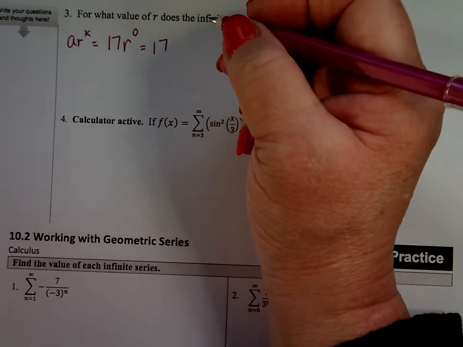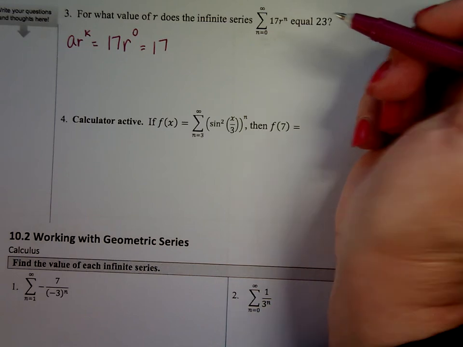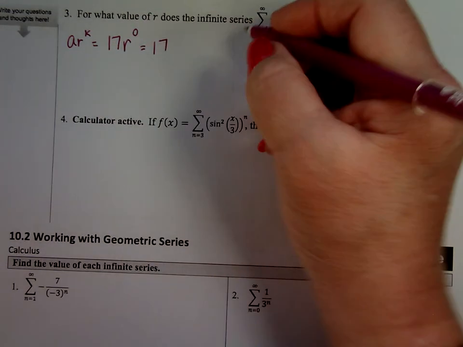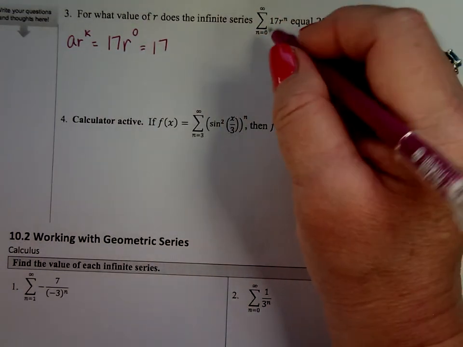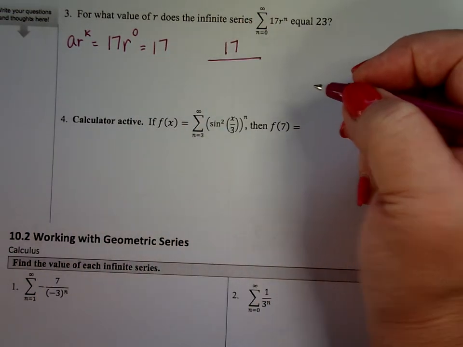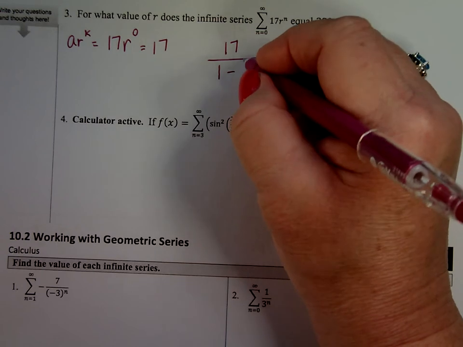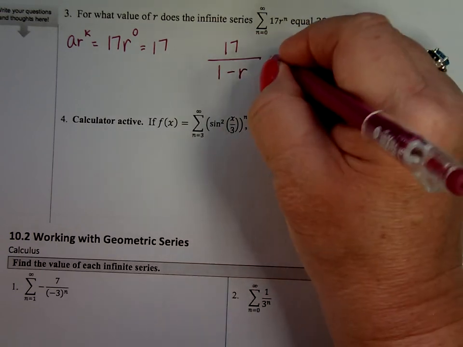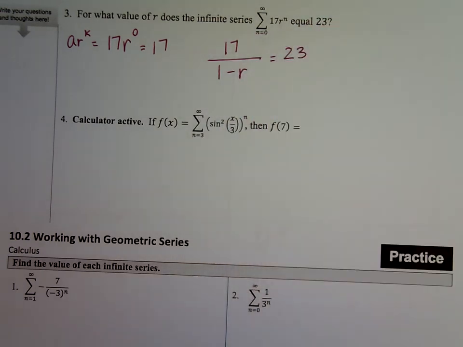I don't know what r is. That's what they want me to find. So remember, I'm going to that formula that says take the first term, that's this guy, 17, divided by 1 minus r. And they told you that it has to equal 23. So there it is. There's your setup. So it's just a matter of the algebra to be able to do that.